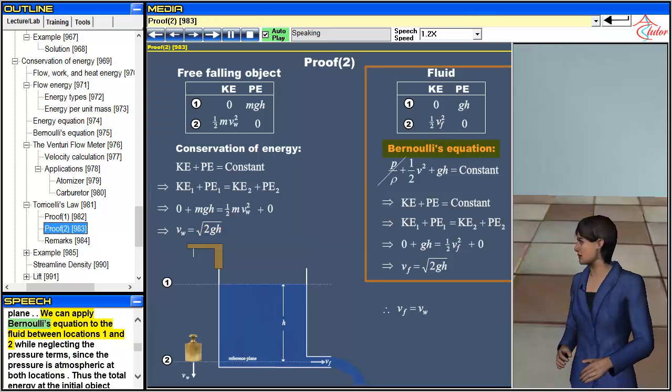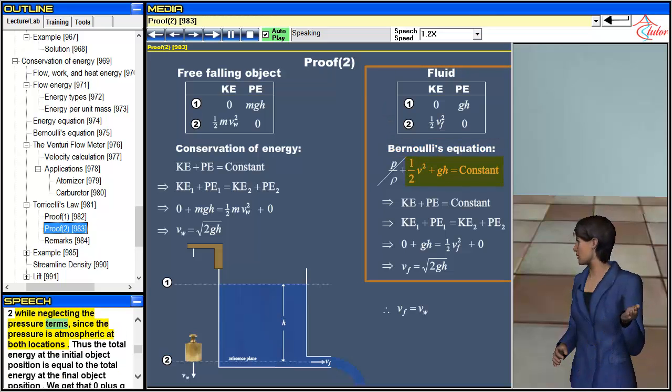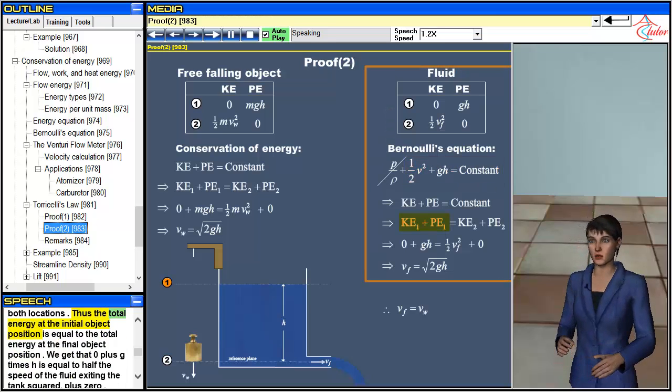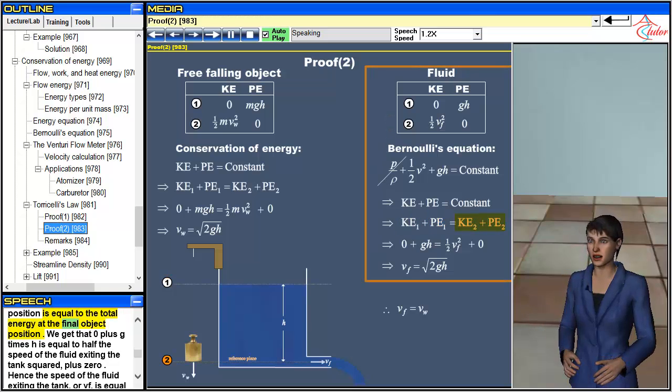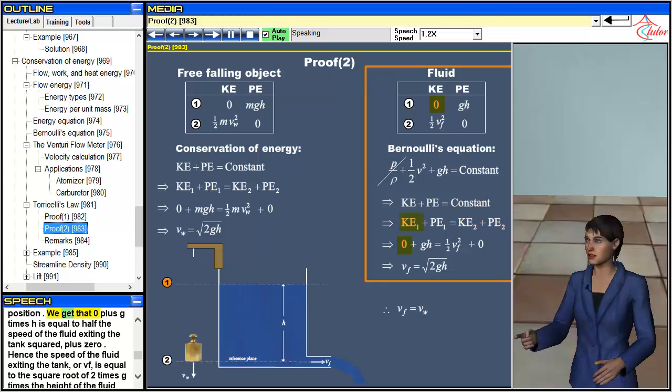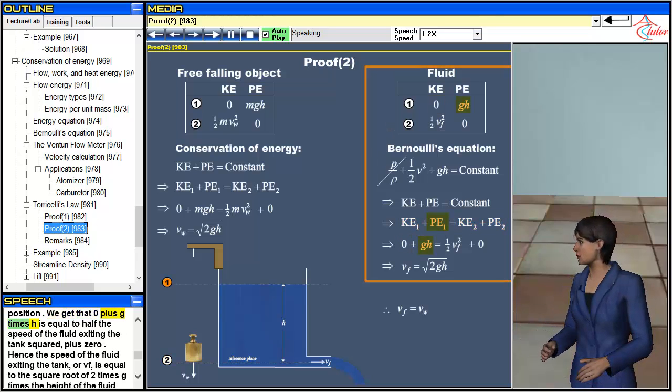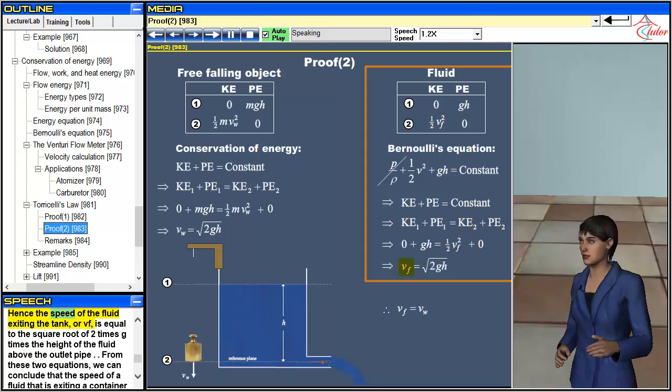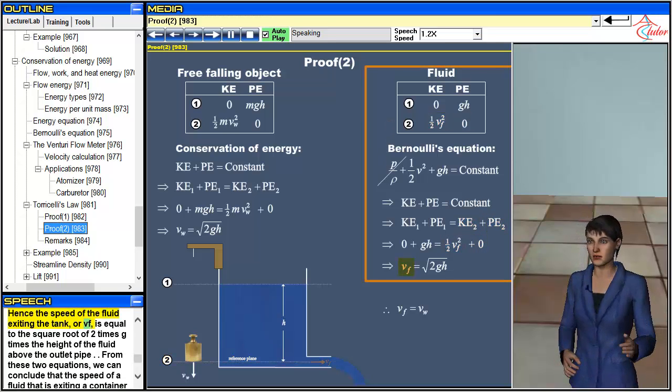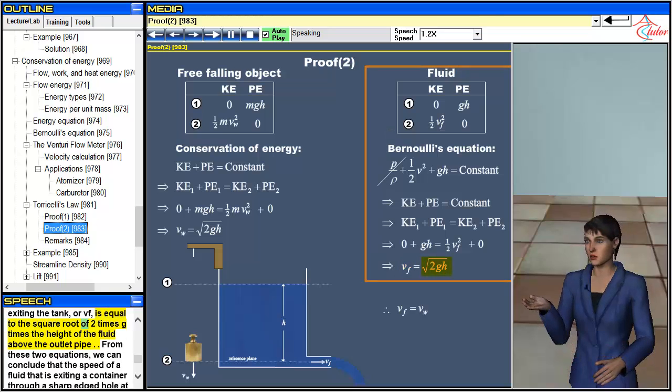We can apply Bernoulli's equation to the fluid between locations 1 and 2, while neglecting the pressure terms, since the pressure is atmospheric at both locations. Thus the total energy at the initial fluid position is equal to the total energy at the final fluid position. We get that 0 plus g times h is equal to half the speed of the fluid exiting the tank squared, plus 0. Hence the speed of the fluid exiting the tank, or Vf, is equal to the square root of 2 times g times the height of the fluid above the outlet pipe.